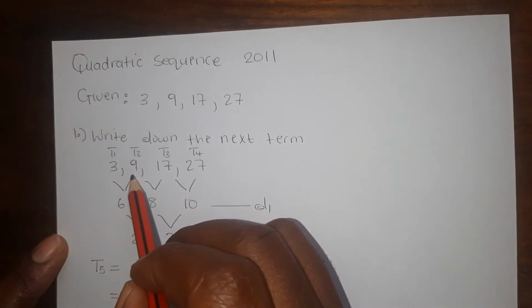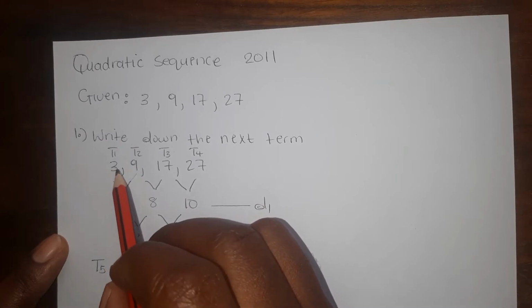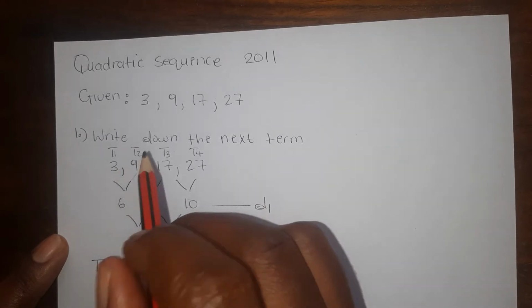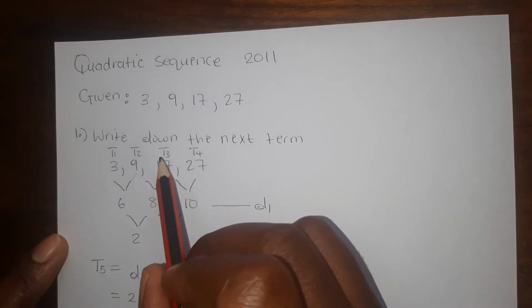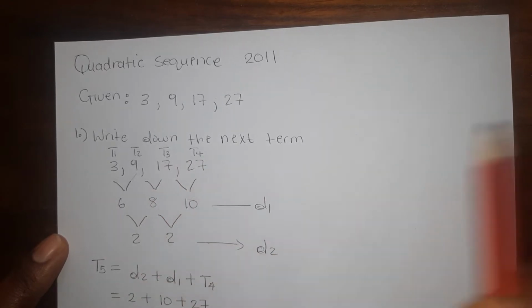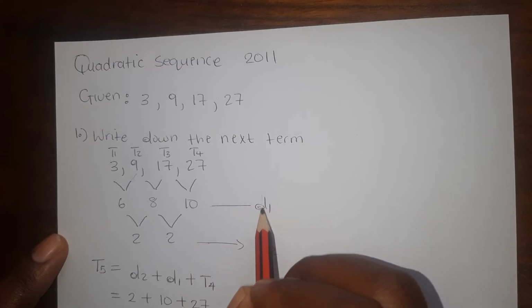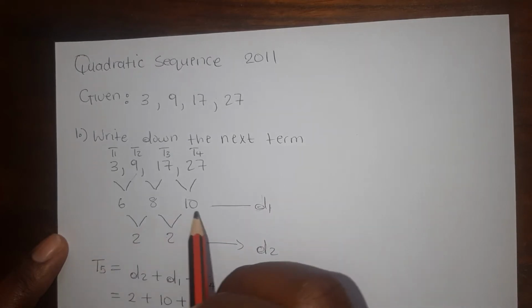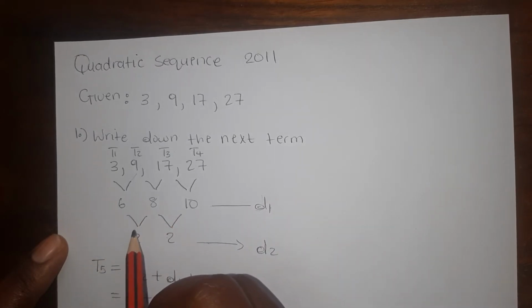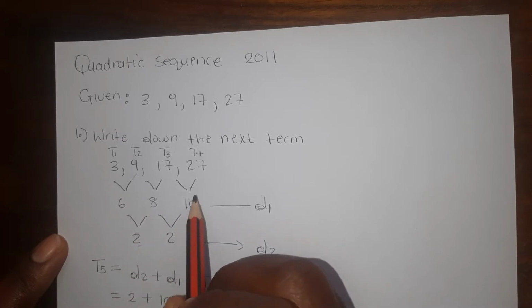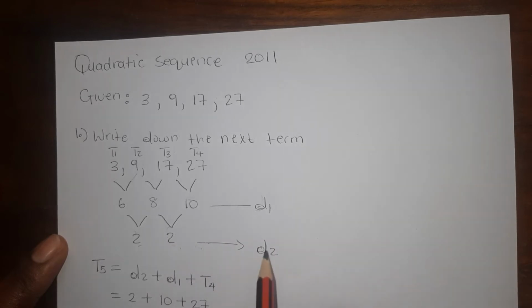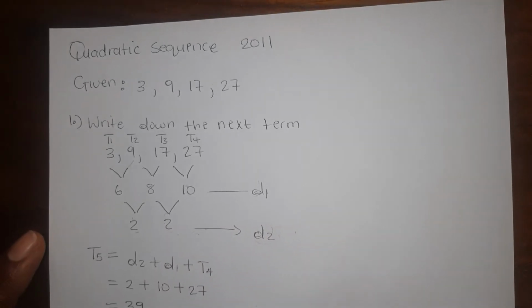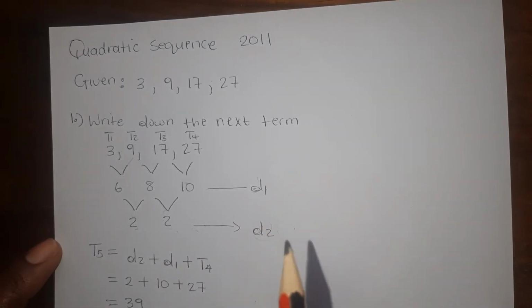When we subtract 3 from 9, we get 6. 9 from 17, we get 8. 17 from 27, we get 10. So this is our first difference. When we subtract 6 from 8, we get 2, and then 8 from 10, we get 2. Then this is our second difference. So this makes it a quadratic sequence.